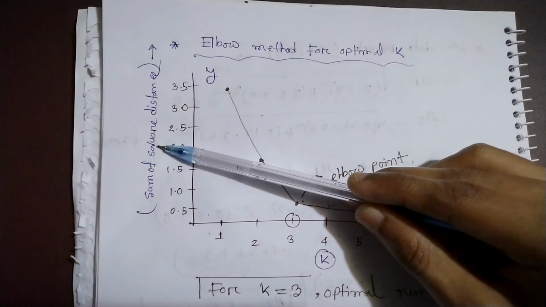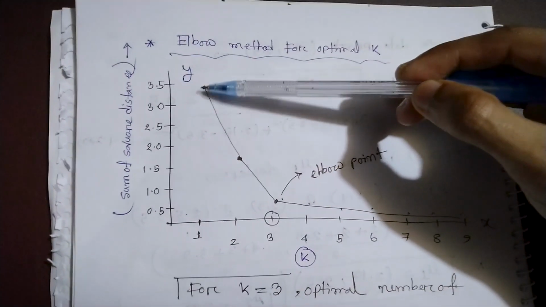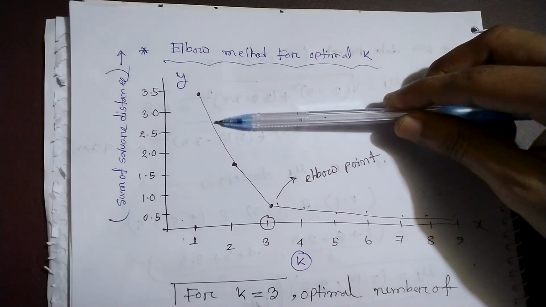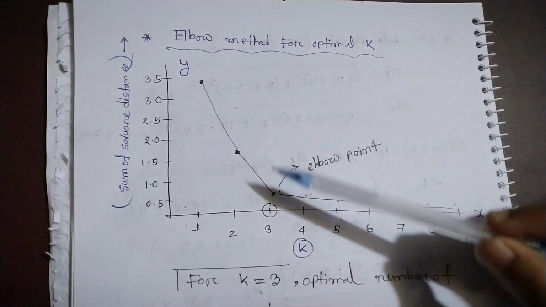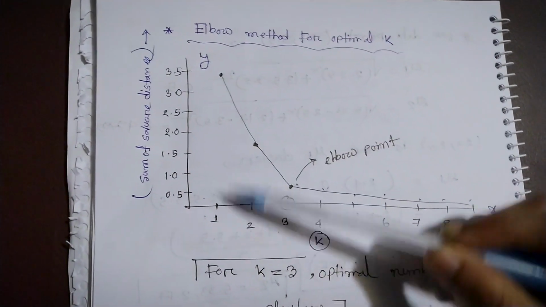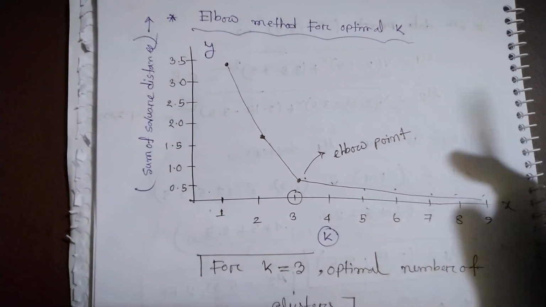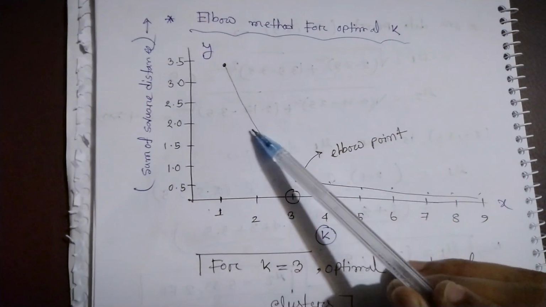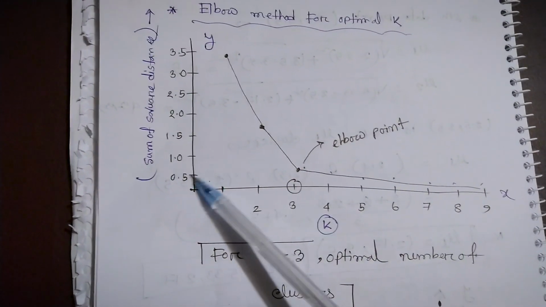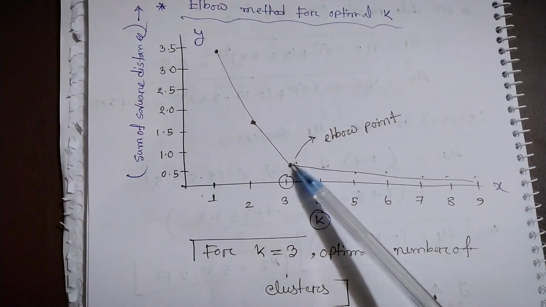This is the sum of square distance. Suppose in the beginning we have a huge distance, which is 3.5. When your k value is 1, there is a huge distance because k is 1. But when you increase k to 2, meaning we have 2 clusters, mu1 and mu2, then our distance is smaller. And when k is 3, our sum of the square distance is smaller still. This is what we want.